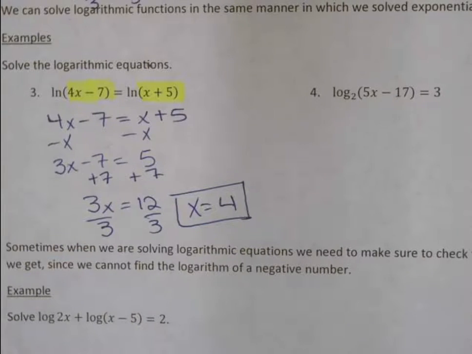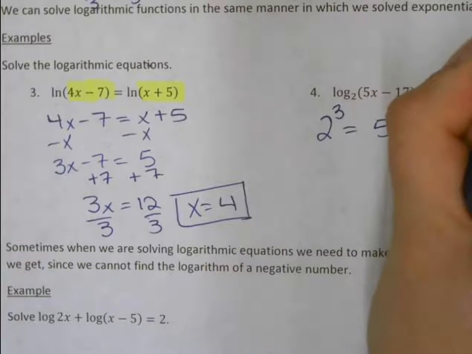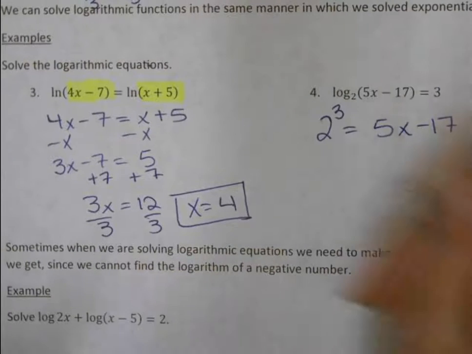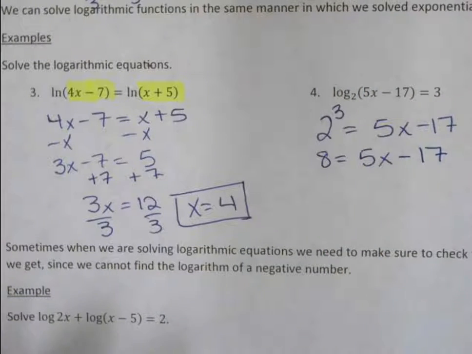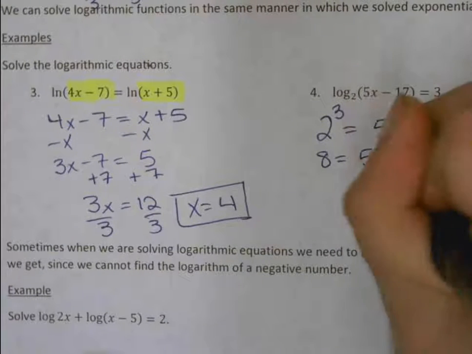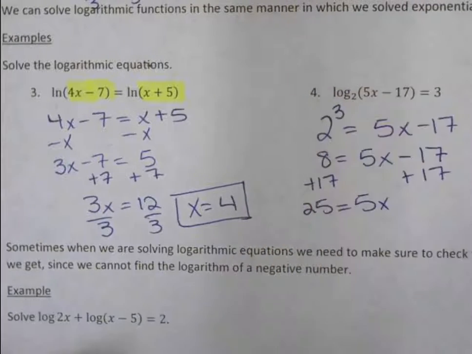So this is the opposite of number 2. What I'm going to do is I'm going to have my base is 2, my exponent is 3, and then it equals 5x minus 17. Because I write the inverse of it, which is an exponential function. Jerry told me it's 8. You said add 17 to both sides, Jerry? Okay, then what?